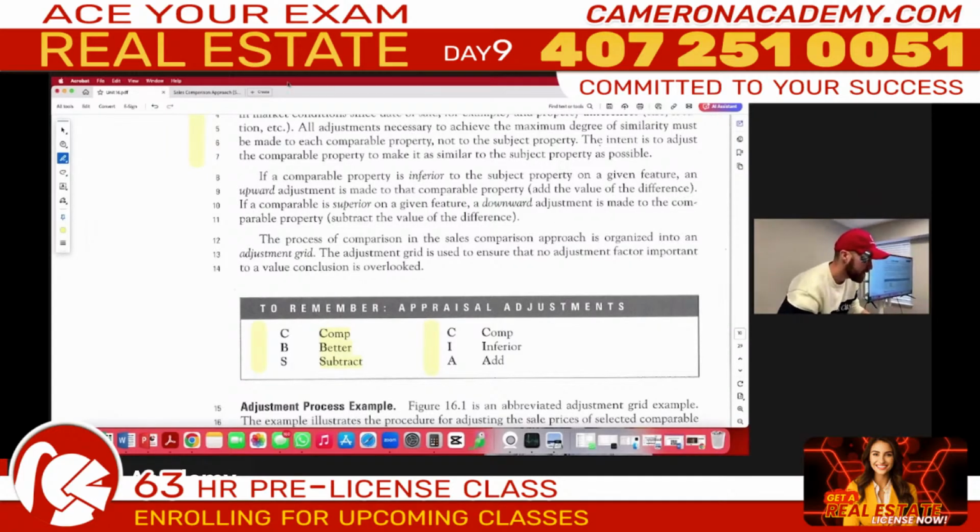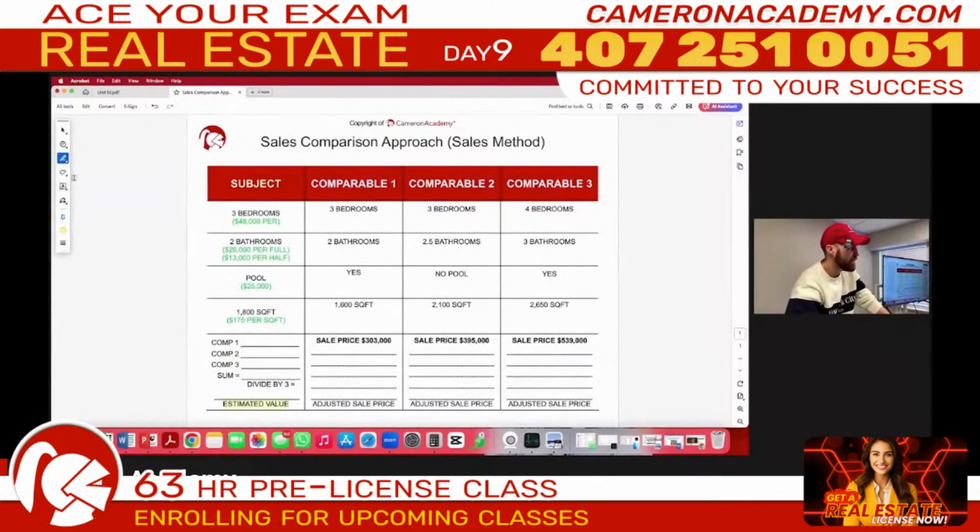Let's see how it works with this example. Let's start right here. 3-bedroom, 2-bath. Do we have to change anything? No, we don't have to change anything here, guys. It's the same. Has a pool. Is that the same? Yes. But what about the square footage? Is that the same? Is it better or inferior? I'm asking you. It's inferior. So CIA, if the comparable is inferior, you must what? You must add.